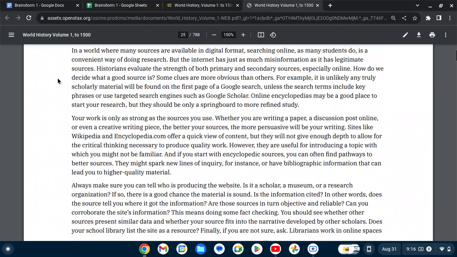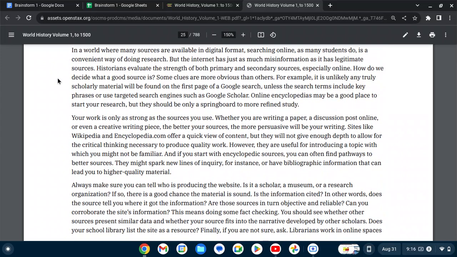In a world where many sources are available in digital format, searching online, as many students do, is a convenient way of doing research. But the internet has just as much misinformation as it has legitimate sources. Historians evaluate the strength of both primary and secondary sources, especially online. How do we decide what a good source is? Some clues are more obvious than others.